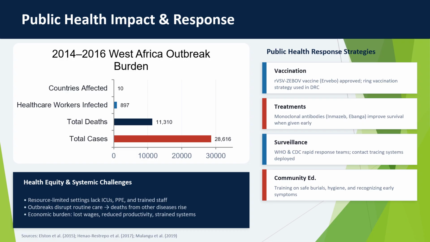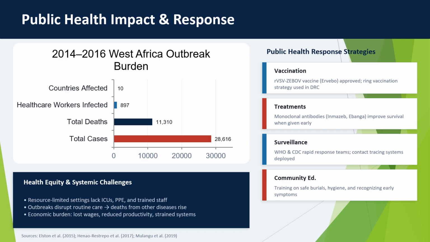The public health impact of Ebola extends far beyond the number of cases and deaths. This chart here shows the overall burden of the 2014-2016 West Africa outbreak: 28,616 total cases, 11,310 deaths, and nearly 900 healthcare workers infected across 10 affected countries.